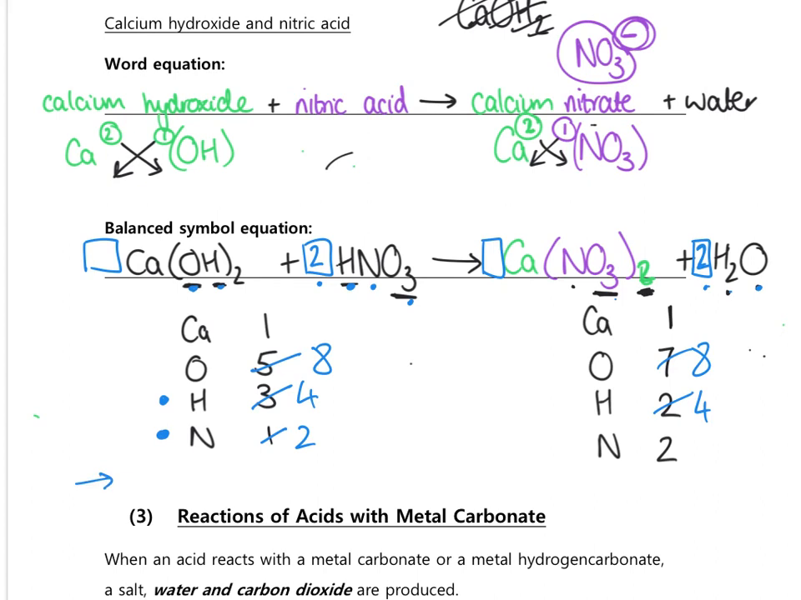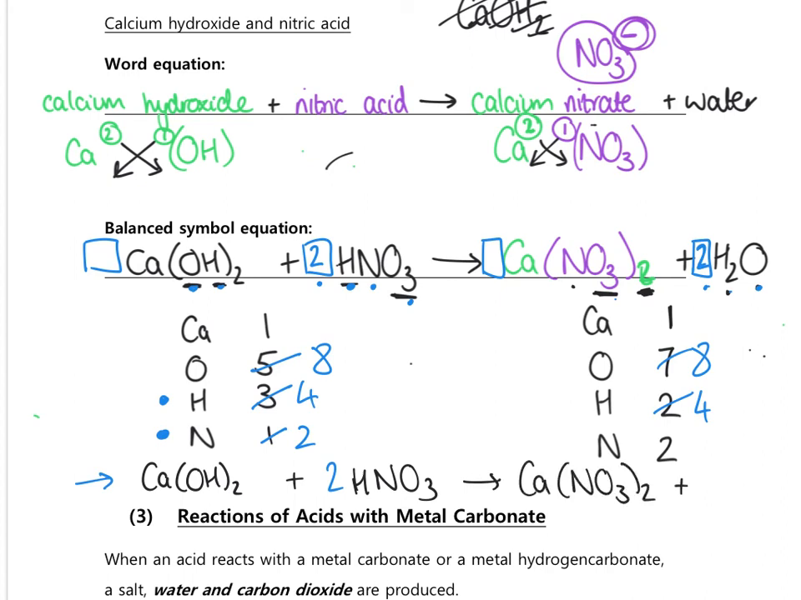So it may look scary at the start, but you need to just persevere with it. So it's calcium hydroxide, Ca brackets OH2, plus my 2 nitric acids, reacting to give me calcium nitrate, Ca brackets NO3, 2, plus 2 waters, 2H2O. That's just at the end of your reaction of acids with bases. Once you've that all filled out, you can either take a break or move on to part 5, which looks at the reaction of acids with metal carbonates and hydrogen carbonates.